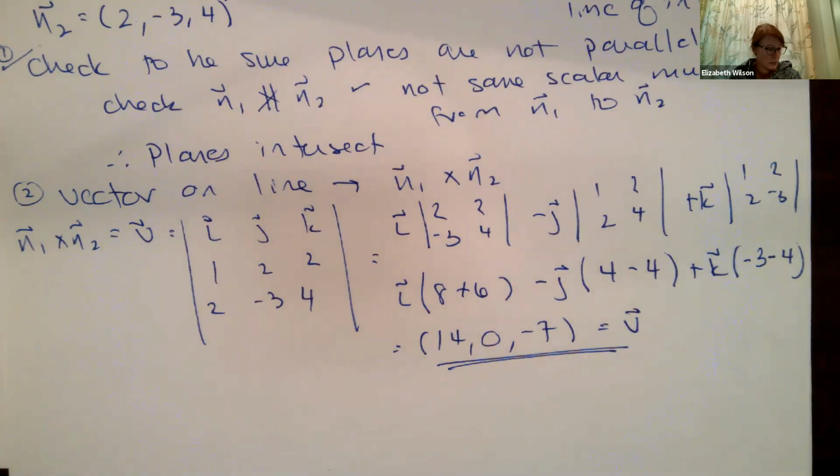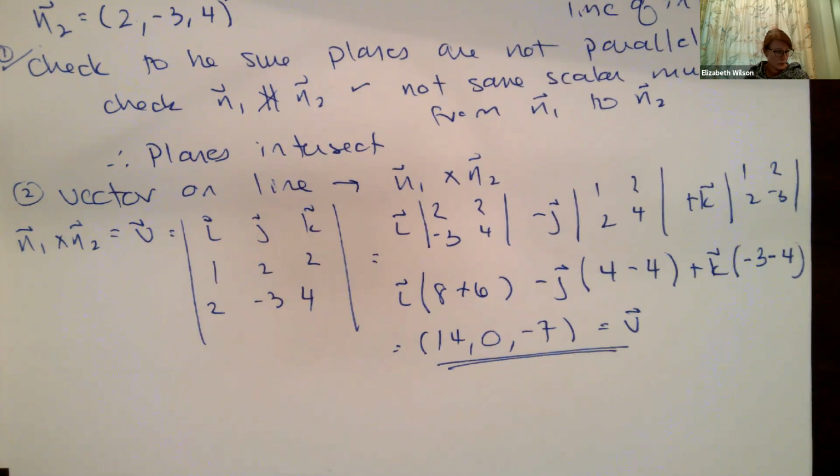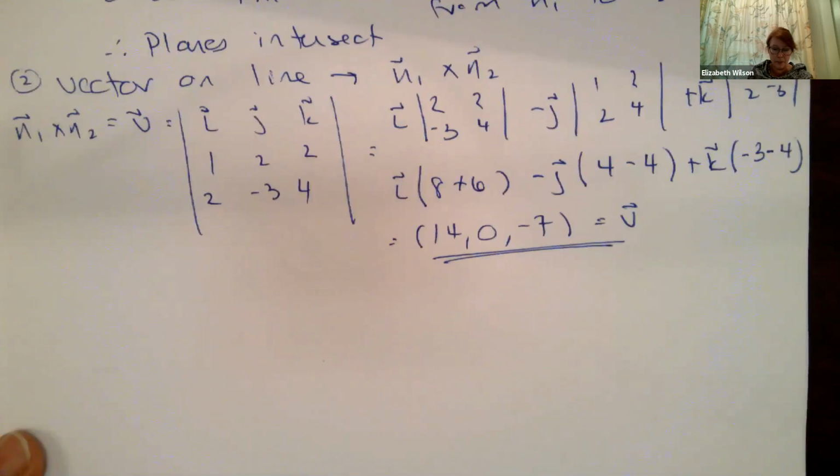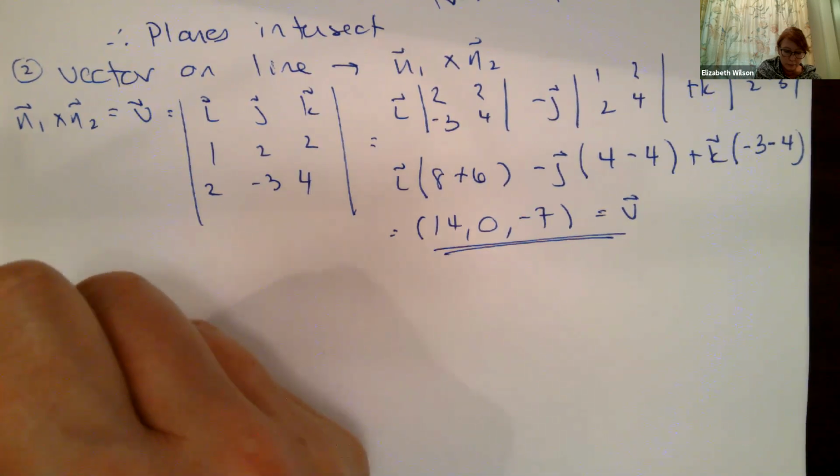You should get 14, 0, minus 7 as your vector that's on the line. That's the vector that's orthogonal to both normals. Okay. All right, now we're going to talk about the points. This goes back to your question.